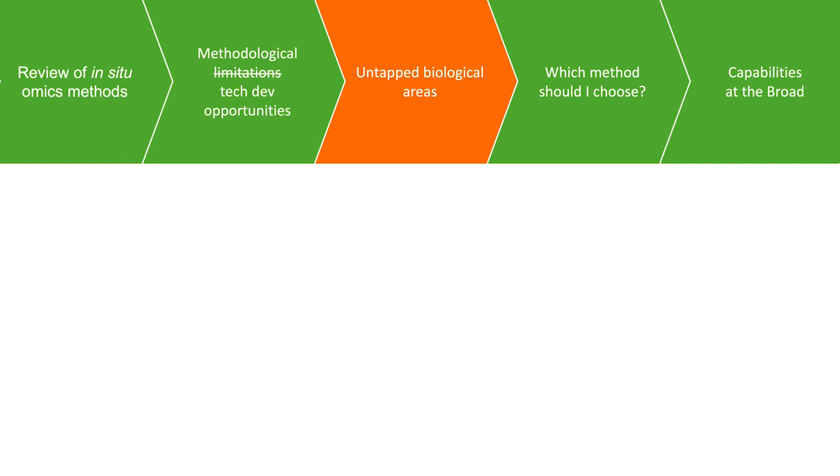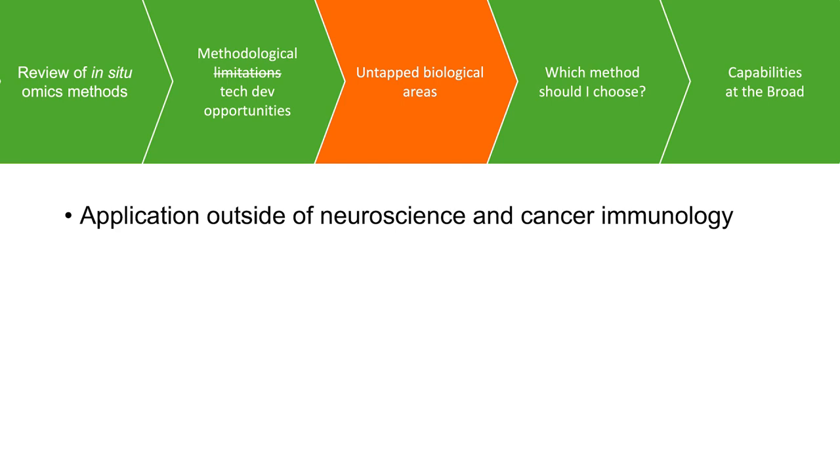Finally, there are many different areas that are untapped. Applications outside of neuroscience and cancer immunology are still basically up for grabs. Very few people have migrated these tools over. And of course, we can keep going with refining anatomical definitions. This is already happening as part of the Human Cell Atlas and the Human Tumor Atlas Network.